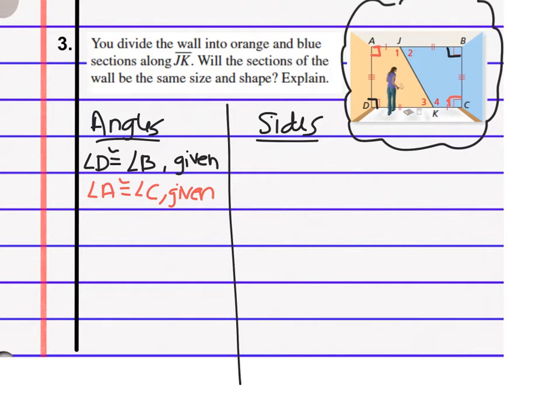So I also need to prove that angle 1 and angle 4 are congruent, and that angle 3 and angle 2. And we do have parallel lines cut by this transversal, so angle 1 and 4, those are alternate interior angles. And same thing with angle 2 and angle 3.